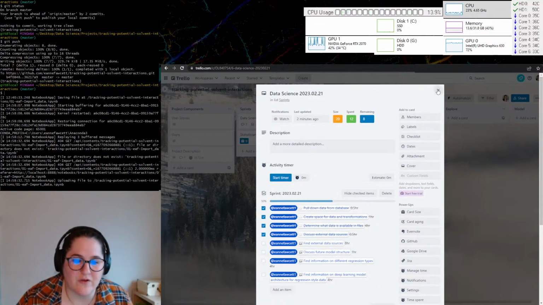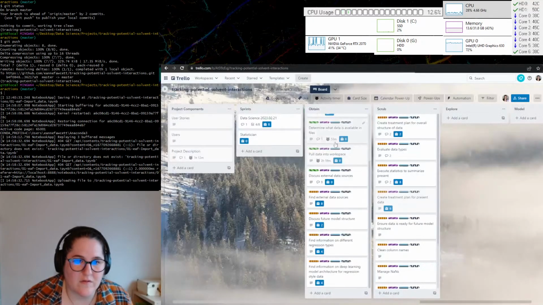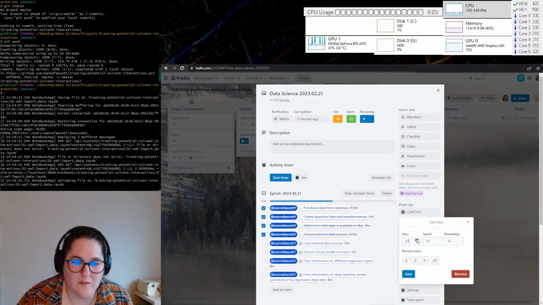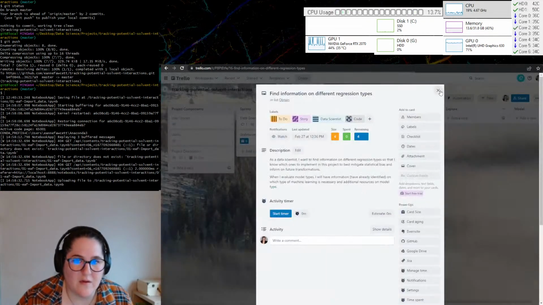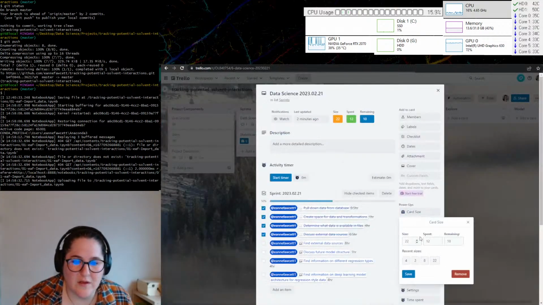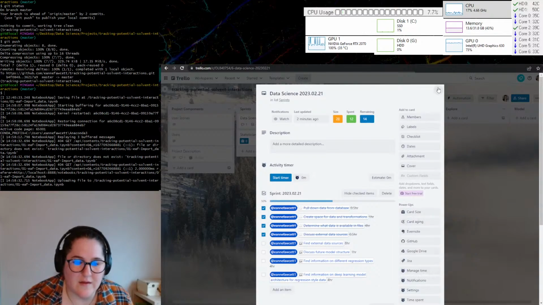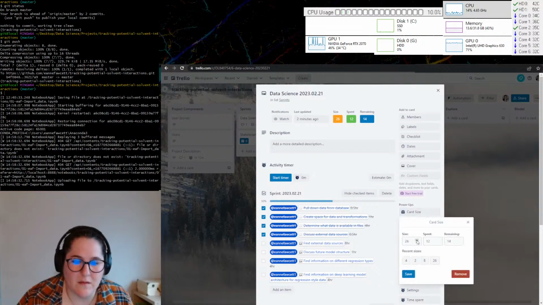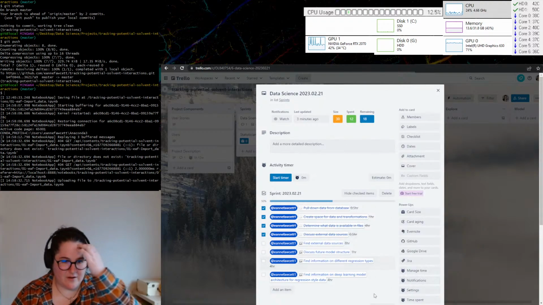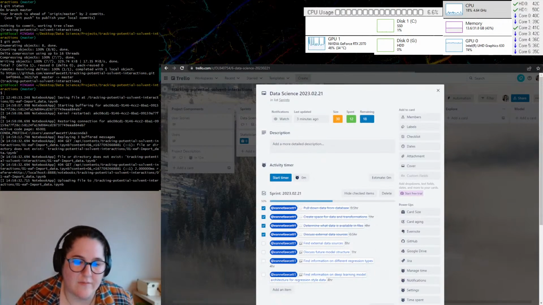And discuss future model structure, 2 story points. Find information on different regression types, that's 4 story points. And then find information on deep learning models, that's another 4 points. Okay. That looks a little better for a sprint to me. Even though I have some hour estimation, I want around 30 to 40 story points worth of work for every 2 weeks. So let's go ahead and get started on some of this stuff.